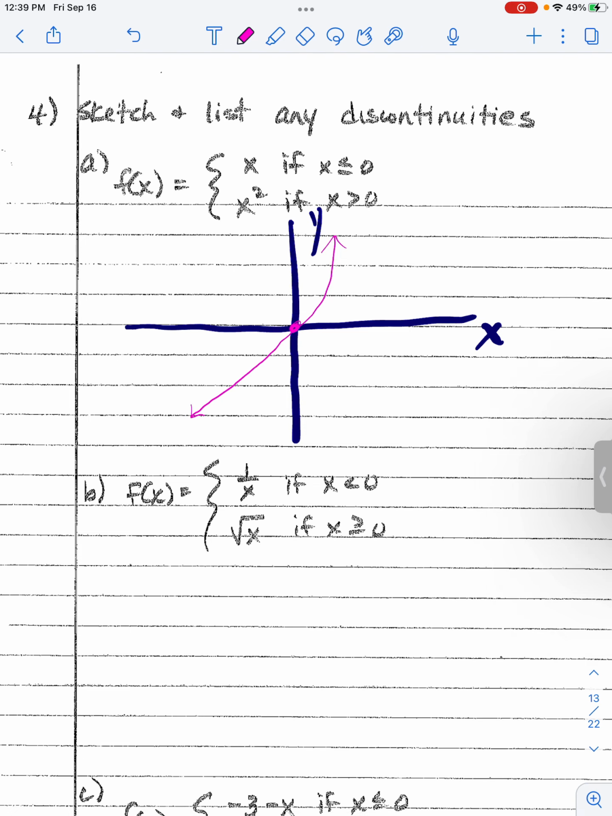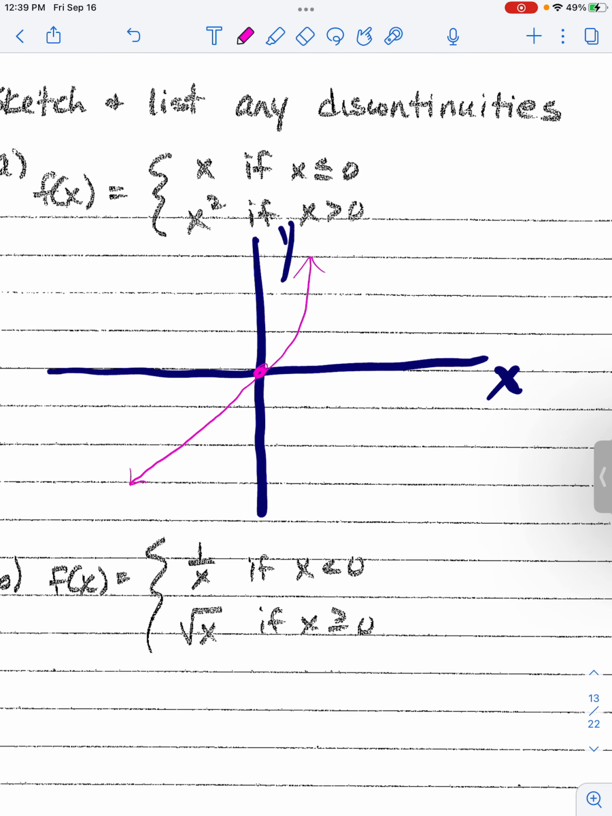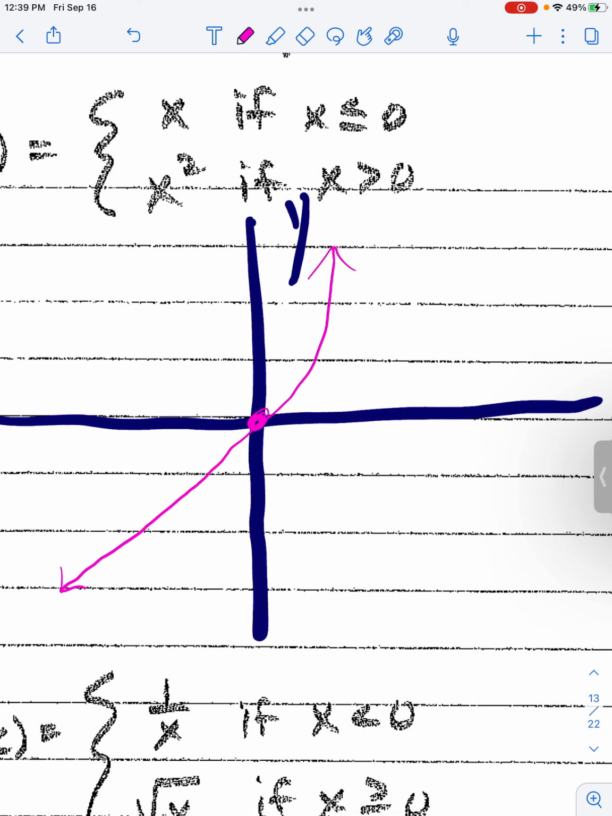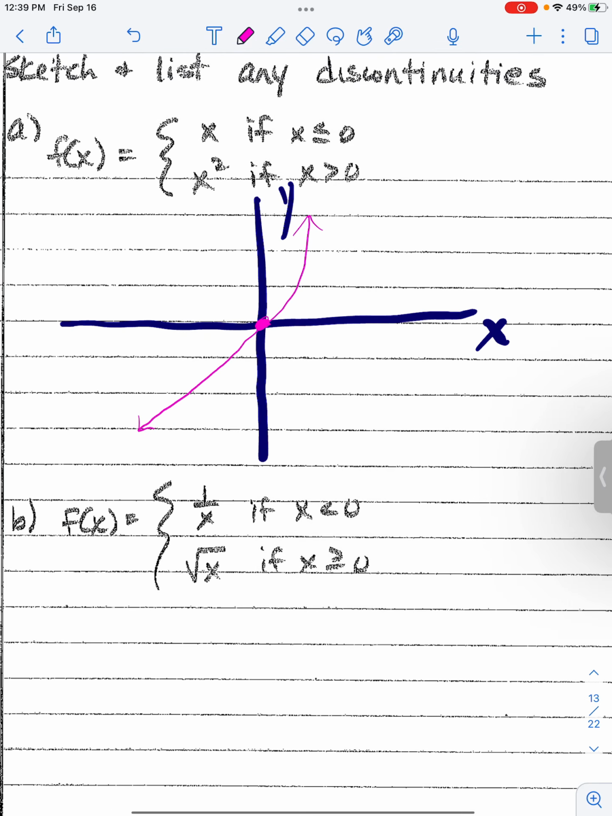So are there any discontinuities here? Well, there's no vertical asymptotes, and there's no holes. Are there any jumps? There are no jumps here, right? Because the first part of our graph stops at y equals 0, and the second part of our graph, this half a parabola part, starts at 0. So there's no jumps, so no discontinuities.